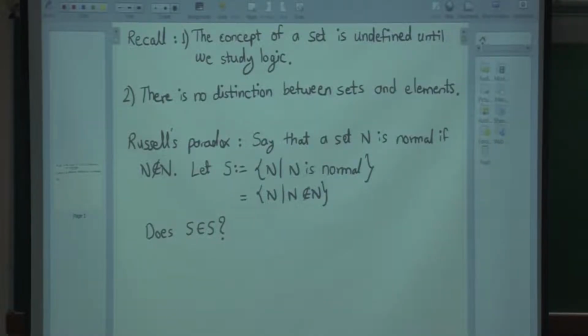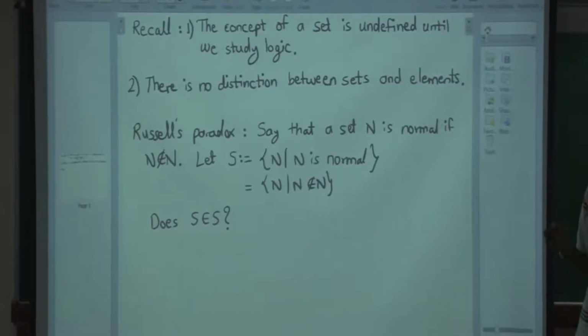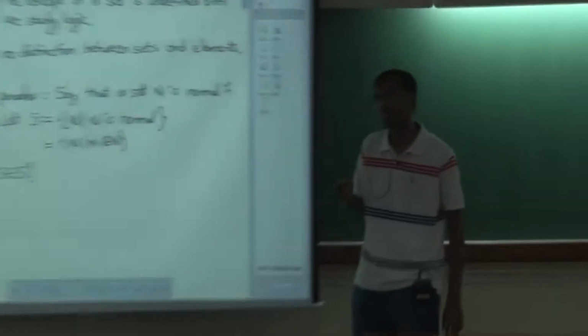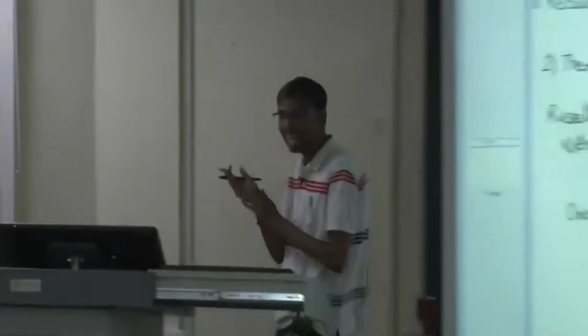Any ideas? By introducing a new axiom. What kind of axiom? Certain kinds of sets are not allowed. Yes, that's correct actually. According to Zermelo-Fraenkel set theory, S is not allowed to be a set.